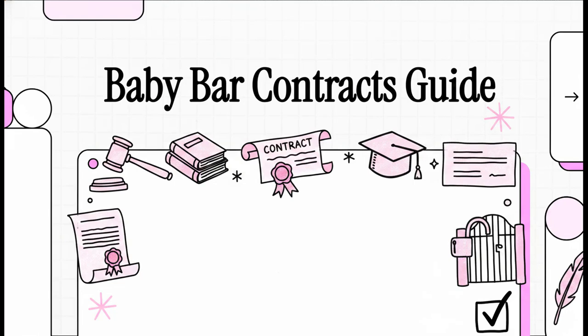Welcome to this explainer. Look, if you are a first-year law student in California, you already know the baby bar is that massive, absolute gatekeeper you've got to clear to make it to year 2. So we are jumping right in today. This is your ultimate survival guide, a tactical playbook built specifically to help you completely crush the contracts portion of the exam. Let's get to it.